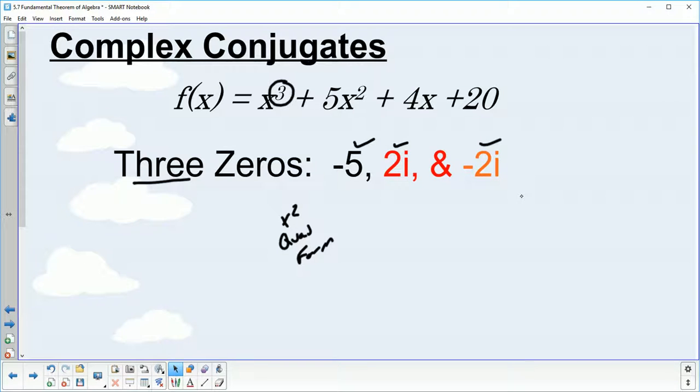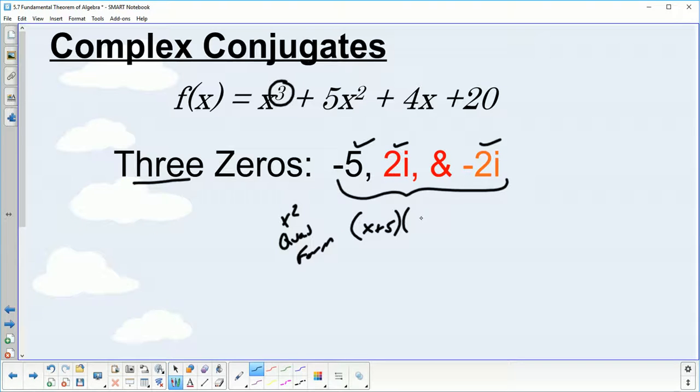Conversely, I could also have given you these 3 zeros and told you to write the polynomial. Since negative 5 is a zero, x plus 5 is a factor. Since 2i is a zero, x minus 2i is a factor. And since negative 2i is a zero, x plus 2i is a factor. So we would have our 3 factors. We can multiply those together by multiplying polynomials, and we'd end up with that polynomial.